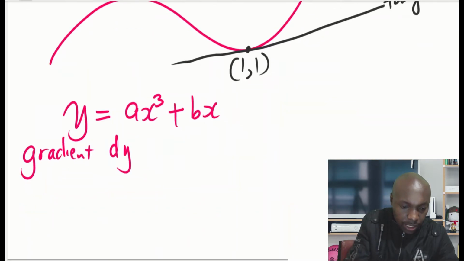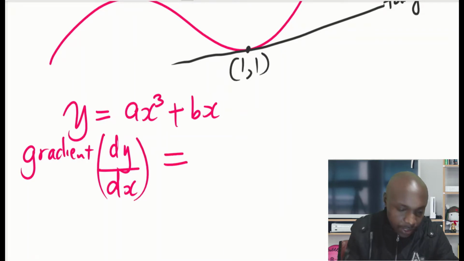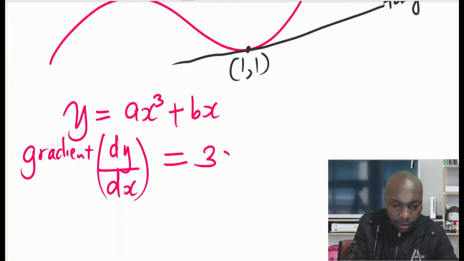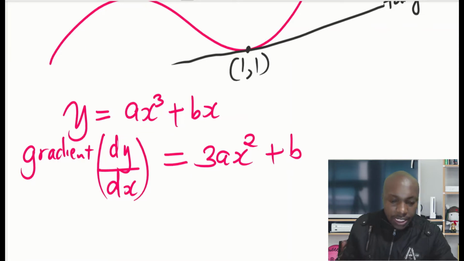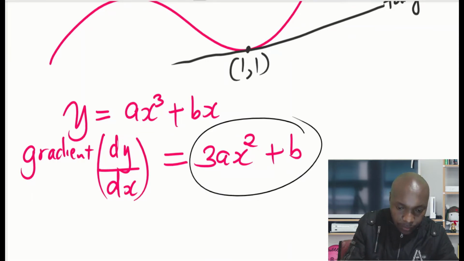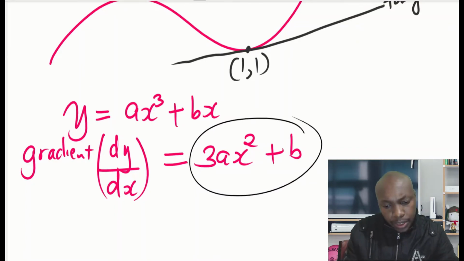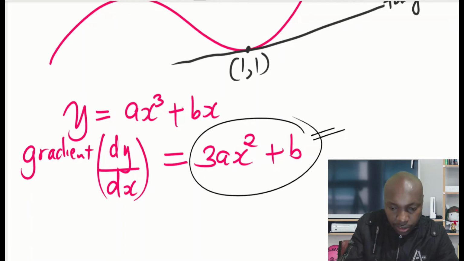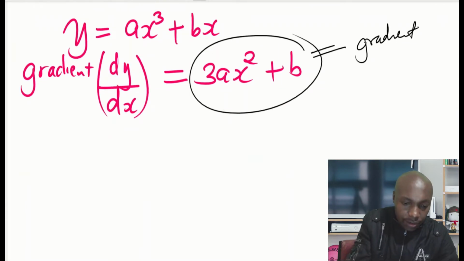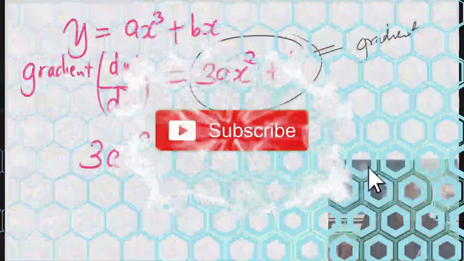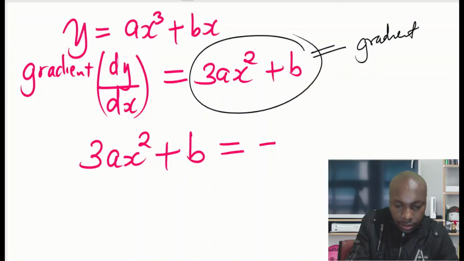So this is how we do it. We differentiate this with respect to x, dy over dx. Differentiating this function, you get 3ax squared plus b. That is the gradient function, and this is what gives us the gradient of the tangent at this point on the curve. Now this represents the gradient, and we've been given that the gradient is negative 5. So we say 3ax squared plus b equals negative 5.